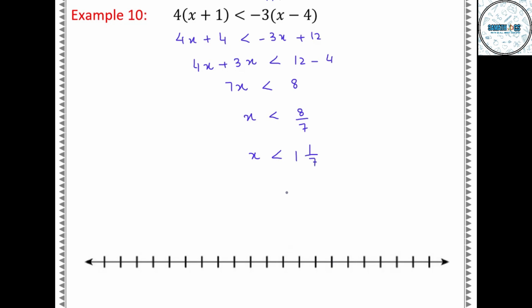Now 1 whole 1 upon 7 will be in between 1 and 2. So we will mark here 1, 2, 3, 4, 5, 6, 0, minus 1, minus 2, minus 3, minus 4. So you can mark here 1 whole 1 upon 7. And we can make a circle over here, and the direction of the arrow would be towards the left.